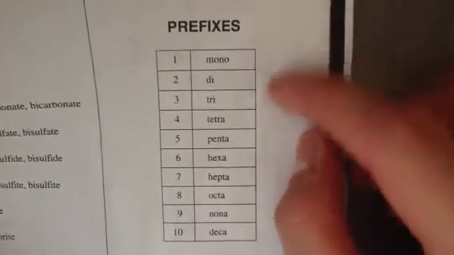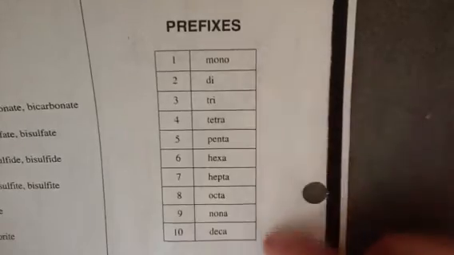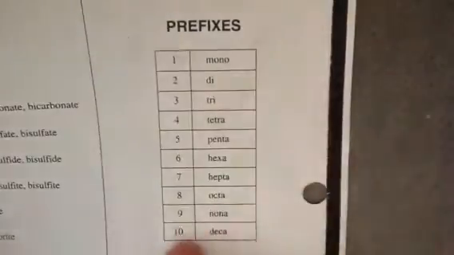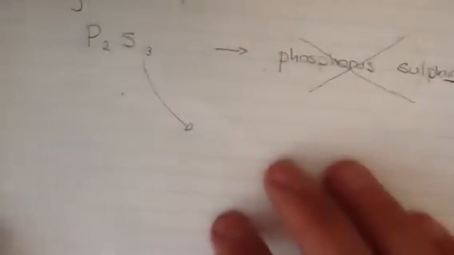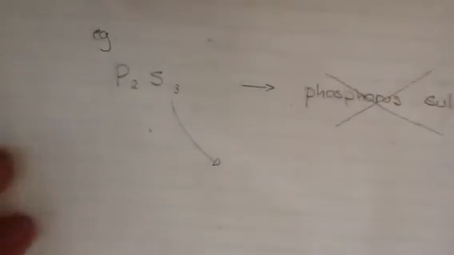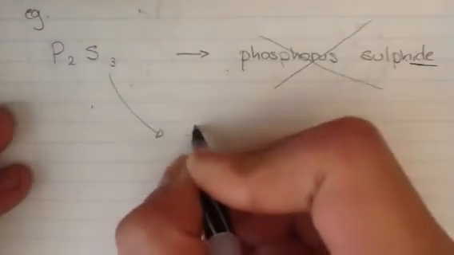Prefixes. These are just Roman words that mean numbers. So mono, di, tri, all these mean numbers. So we want to write a chemical formula for a covalent compound like phosphorus sulfide. We have to know prefixes.